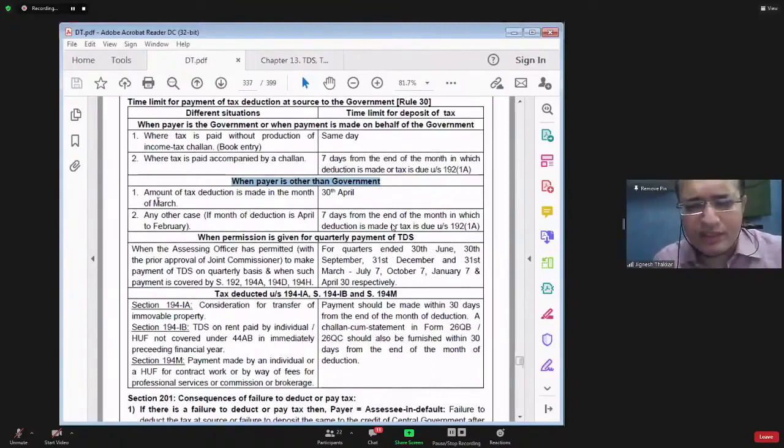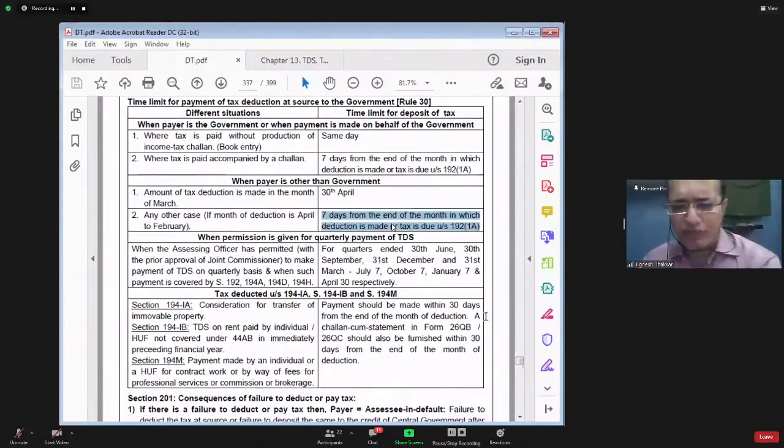If the TDS is deducted in the month of March, then that TDS amount should be paid to the government by 30th of April. If TDS is deducted for any other month, starting from April up to February, then this TDS amount is required to be paid to the government by 7th day of next month.